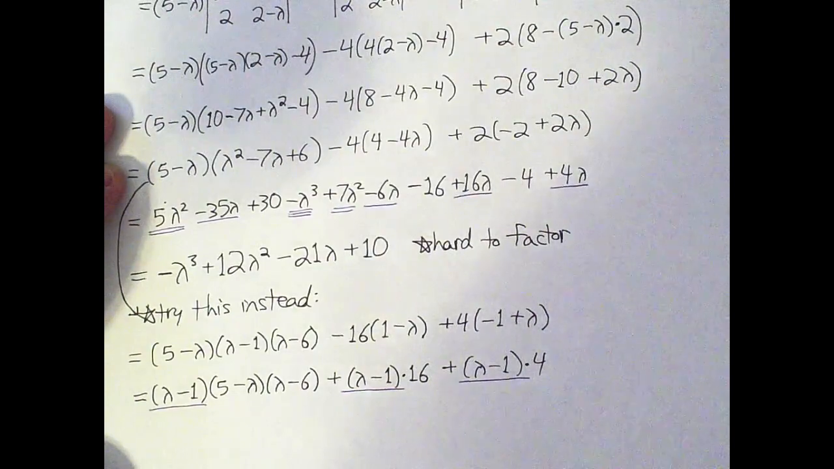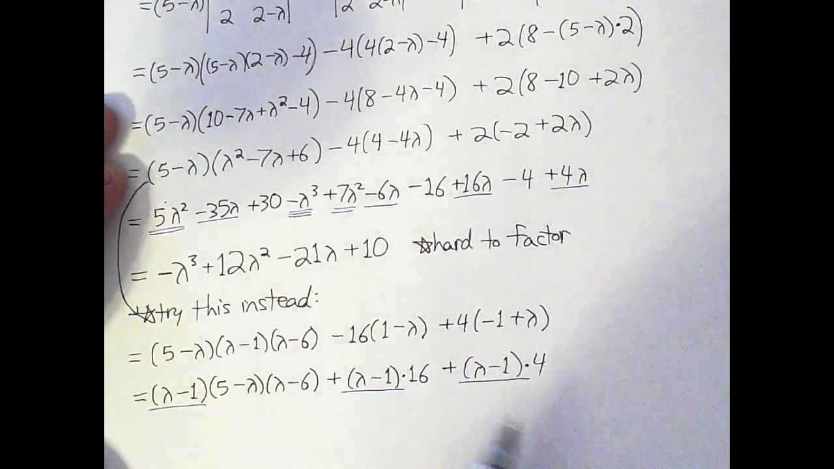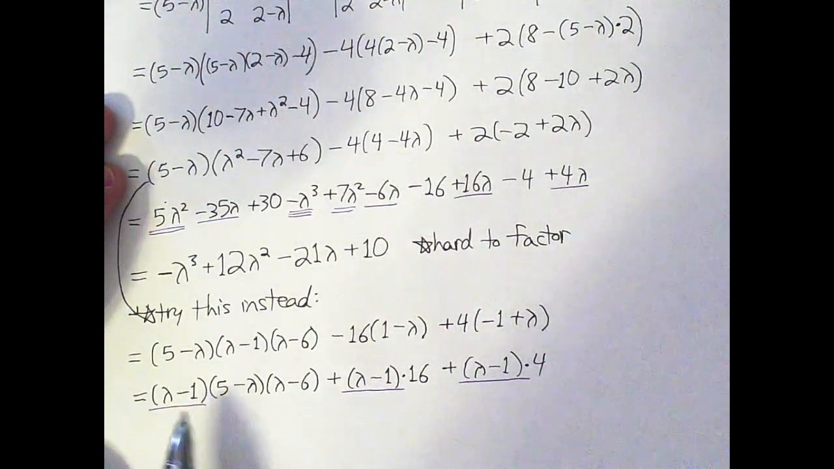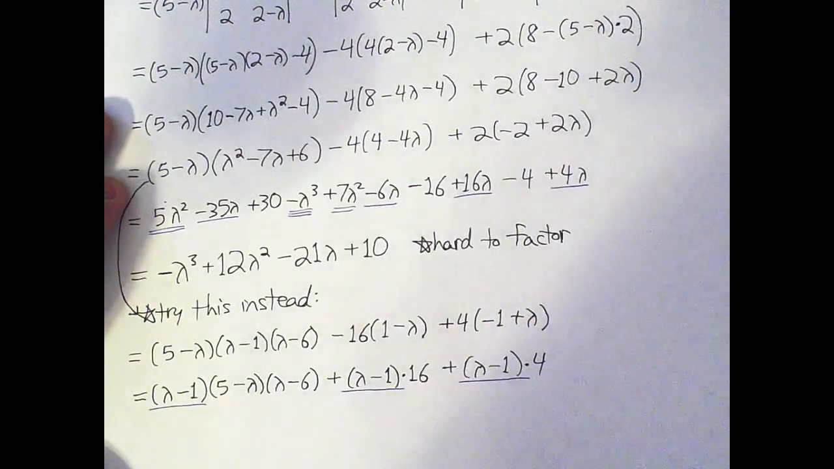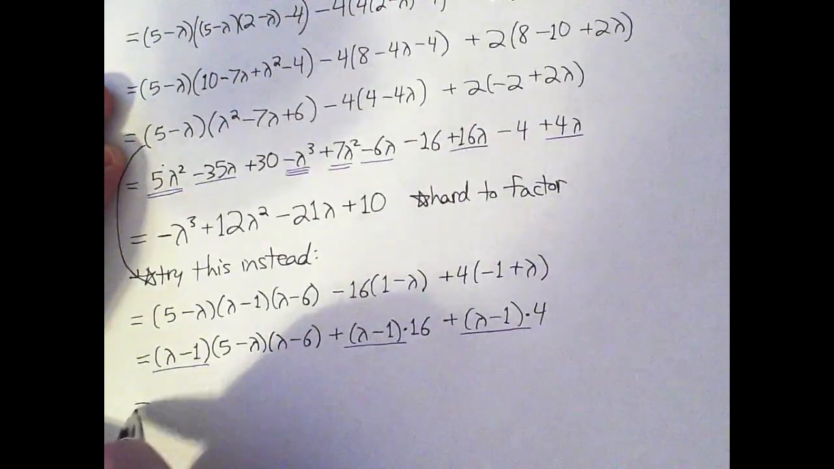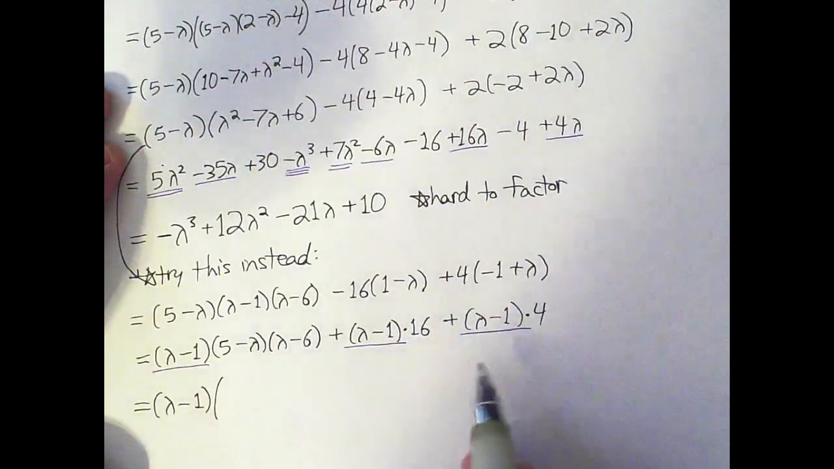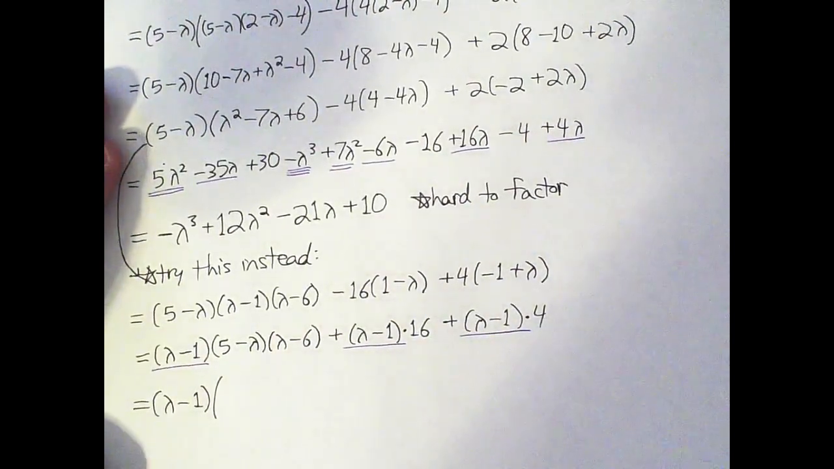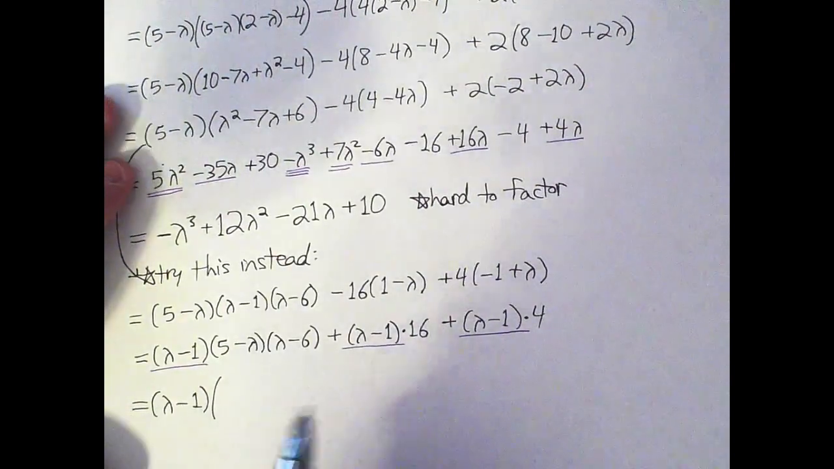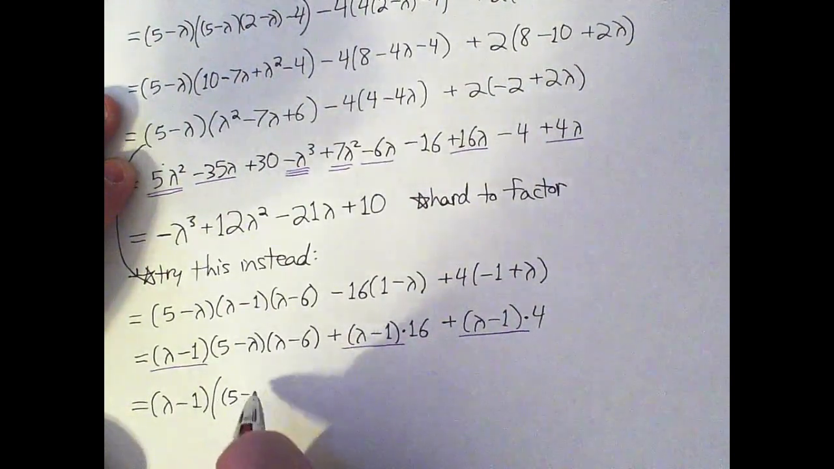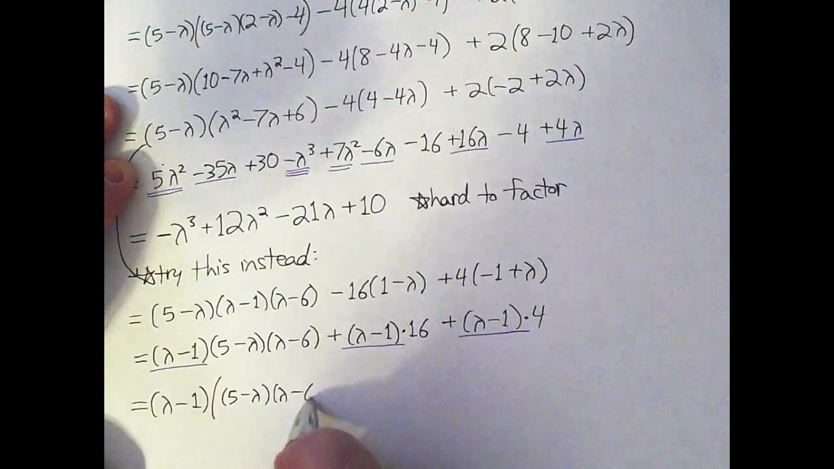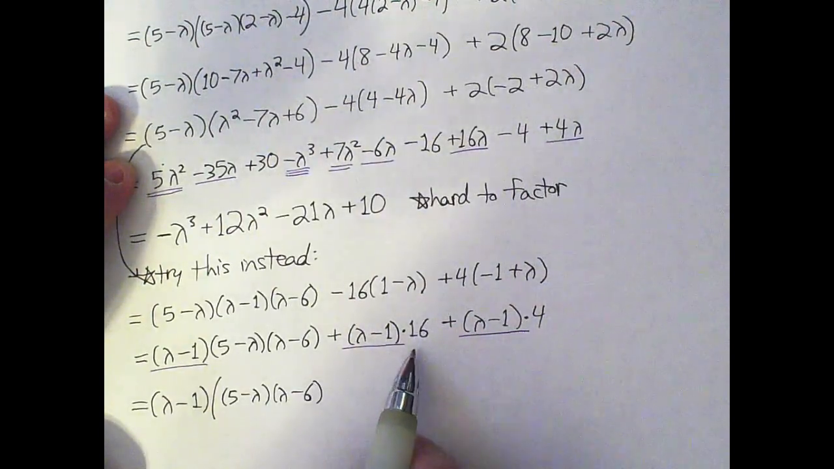In algebra, when we see that every term of a polynomial has something out front, it means that we can factor that out. So we can factor out lambda minus 1 times some big expression here. Well, it's not so big. It's not so bad. 5 minus lambda, lambda minus 6. What? Plus 16 and plus 4?